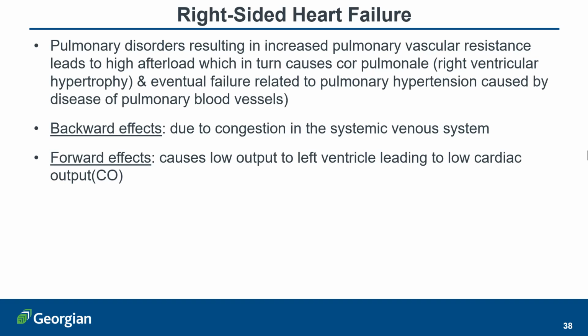So in right-sided heart failure, the forward effects are all because of the low output to the left ventricle. So the forward effects of right-sided heart failure are exactly the same, as we'll see, as the forward effects of left-sided heart failure. They're exactly the same, and that's because it's all due to reduced cardiac output. The backward effects of right-sided heart failure are all due to congestion in the systemic venous system.